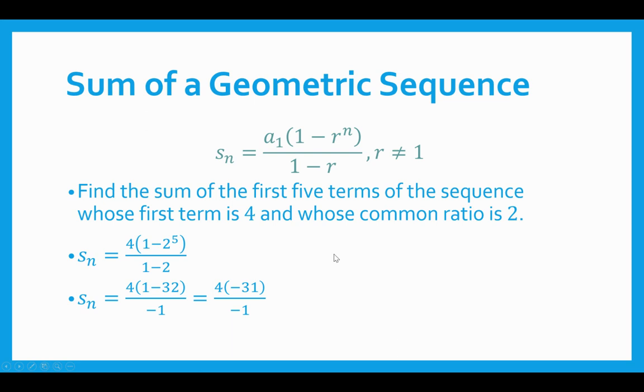When we calculate it out, we get 4 times 1 minus 32, because 2 to the 5th is 32, over -1. We solve this. 4 times -31 over -1. We're going to get a sum of this geometric sequence as being 124.